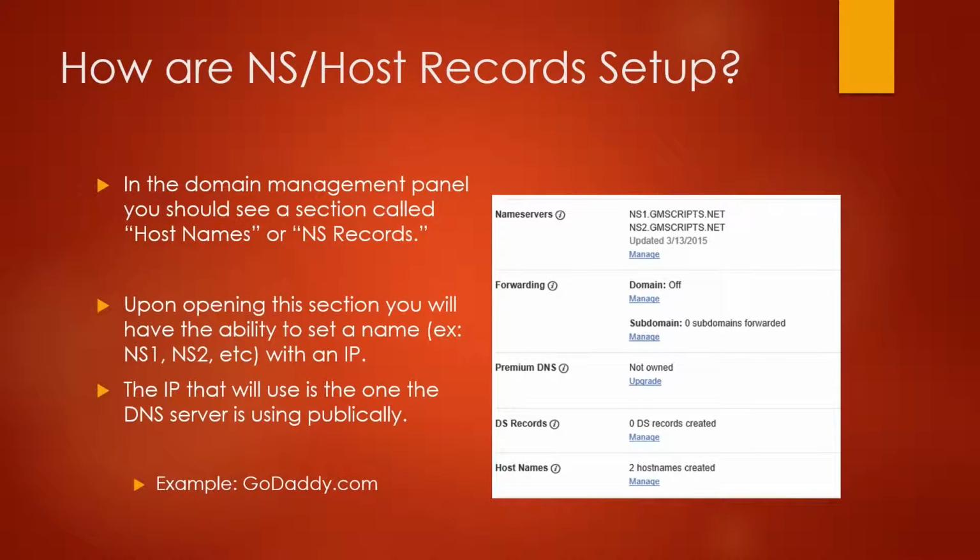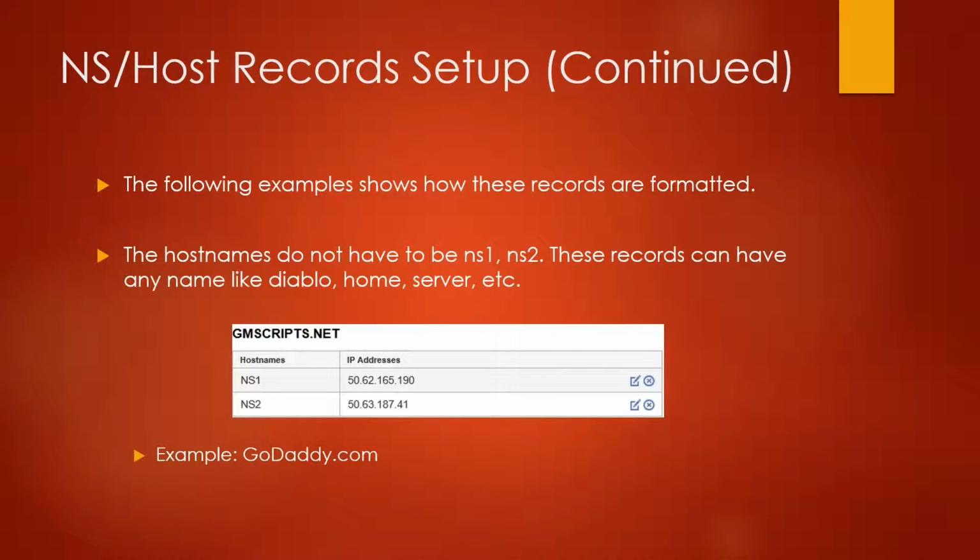Other domain providers might be a little bit different, and that's fine. It just requires a little bit of looking around to find it. But at the very bottom, you see host names. Once you click host names, you can set up a name. The name doesn't have to be NS1, NS2. It can be something different like Diablo or Google or whatever fancy name you want to set to it. It doesn't really matter because that's going to be public record anyway when somebody does a whois on the domain.